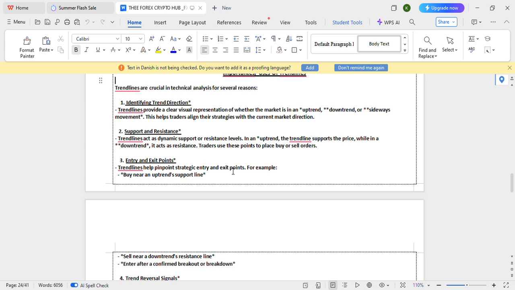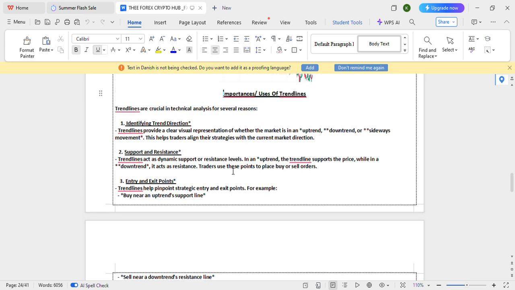So now let's check on the importance of trend lines. Number one is identifying trend direction. A trend is the market direction. So trend lines will help us identify the direction in which the market is moving. Is it up, is it down, or is it sideways? Those are the only three trends we have: an uptrend, a downtrend, and a consolidation, or a sideways or range market.